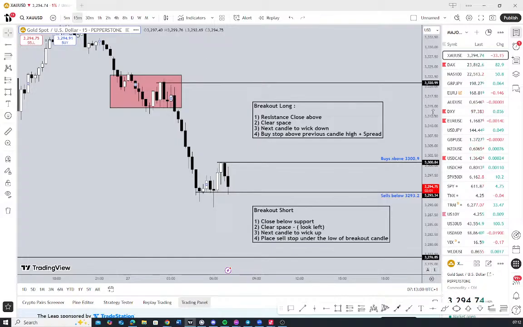How come you've not bought on the break of the previous micro high before the one you marked out? We bought here after it broke out. So this candle broke out, this candle wicked down, we bought the highs. We hit 10 pips, then we got stopped out at break even.